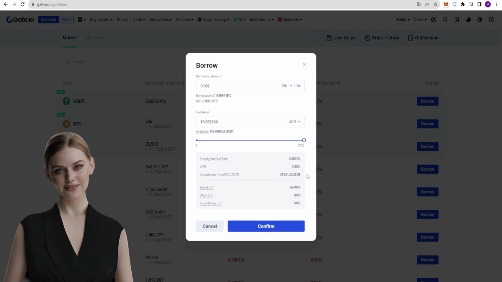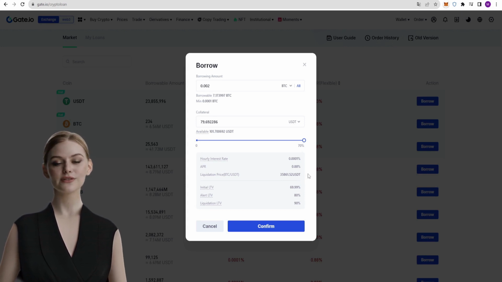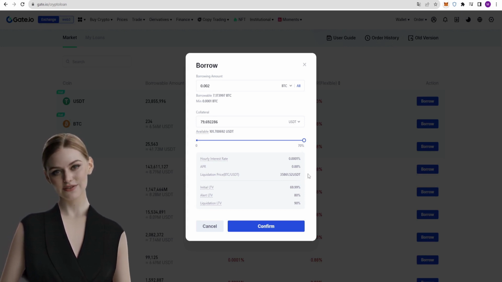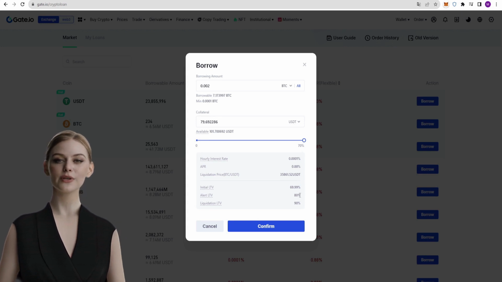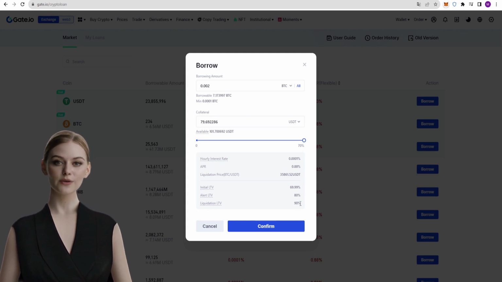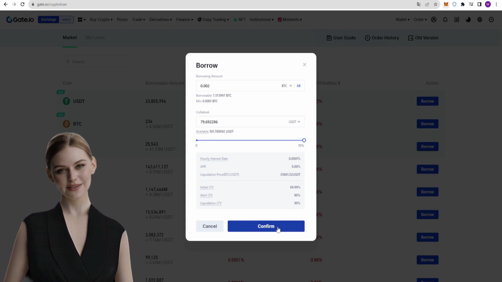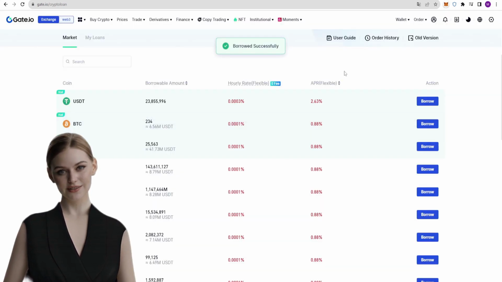Since I'm using USDT as collateral, if the value of Bitcoin in USDT increases, my LTV ratio will also increase. When the LTV ratio reaches 80%, the exchange will send me a notification. This notification allows me to increase the amount of USDT collateral to mitigate the risk of liquidation. However, if the LTV ratio reaches 90%, my debt will be liquidated. Now, I'm ready to borrow using the Confirm button below. I am clicking it. I am now indebted to the Gate exchange.